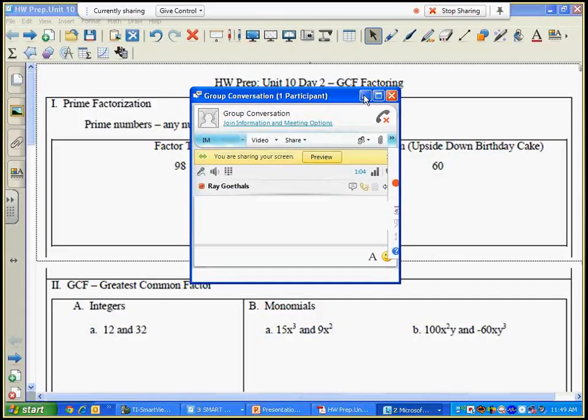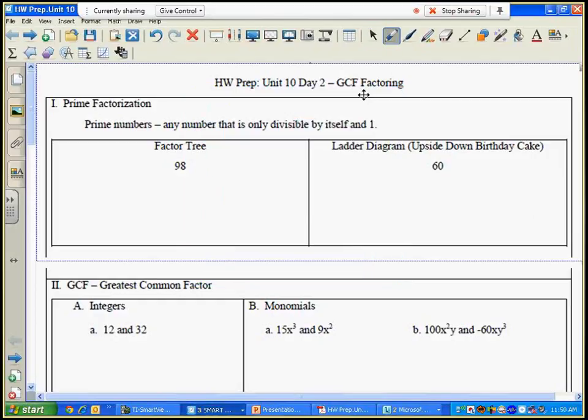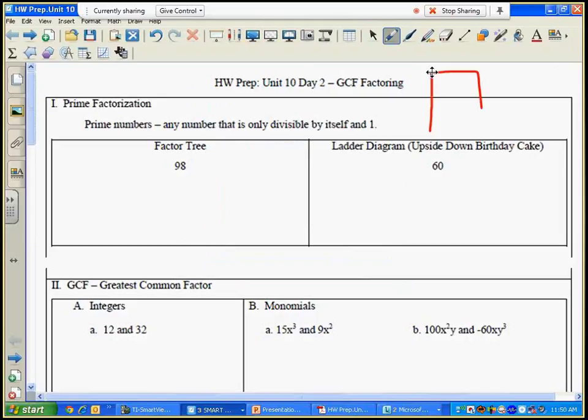It's in day 2, GCF factoring. At the very top, remember that I asked you to carve up your first page into 3 equal rows, so right up here at the top. If up at the top you would label that Roman numeral 1, write down prime factorization, and then copy that into the definition for prime numbers. A prime number is any number that is only divisible by 1 and itself.